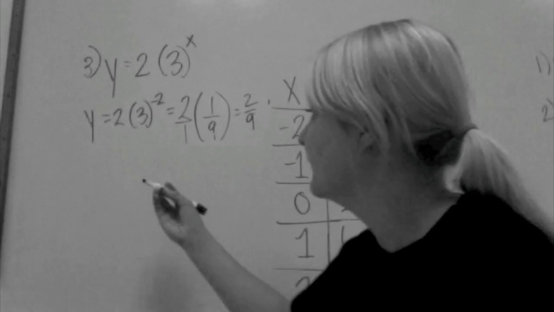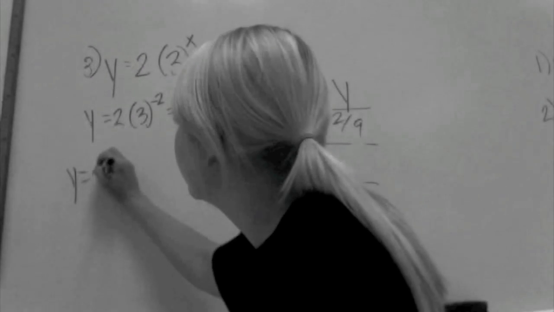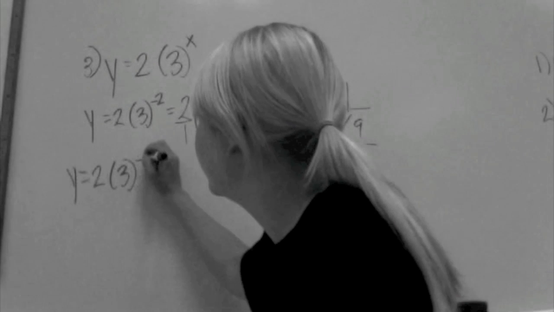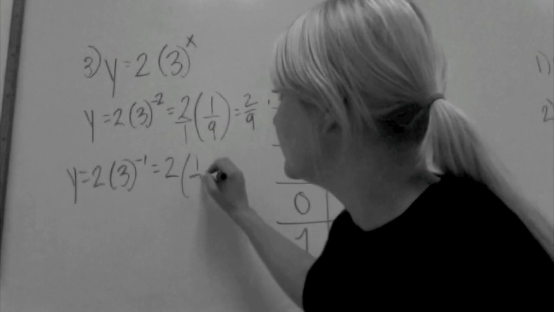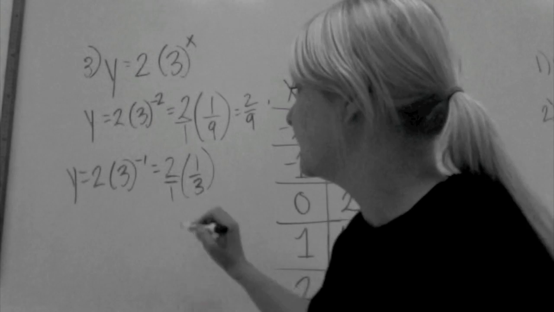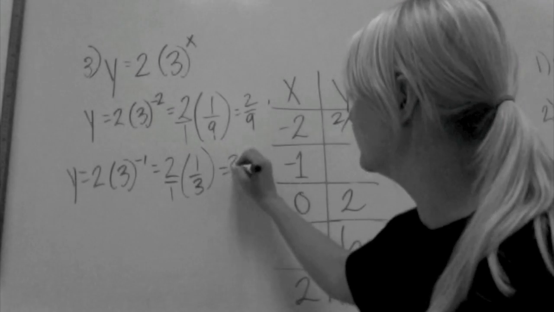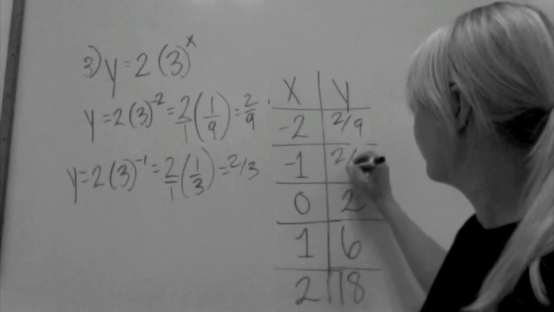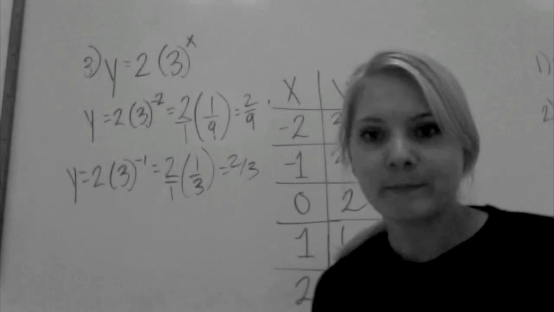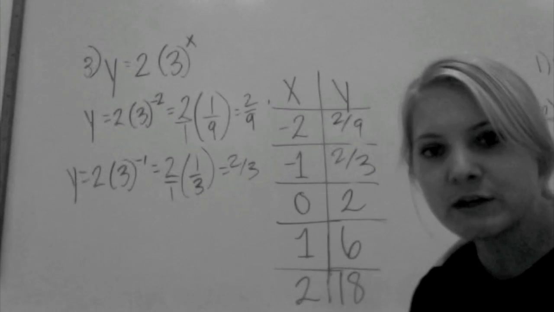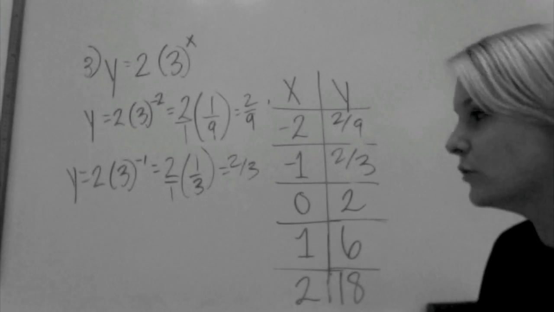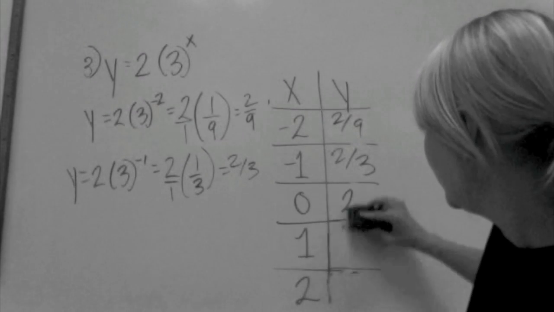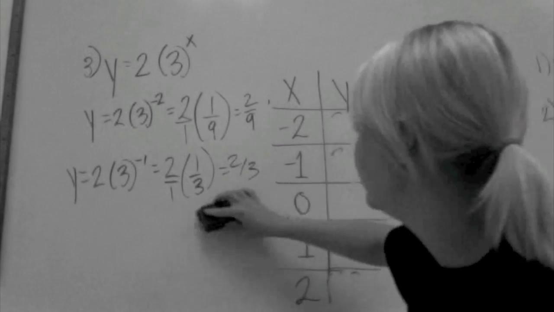And when x is negative 1, we get y equals 2 times 3 raised to the power negative 1, which equals 2 times 1/3. 2 over 1, so that will equal 2/3. And that will be our table for y equals 2 times 3 to the power of x. All right, we're going to take a look at one more. And once again, we're using the same x values.